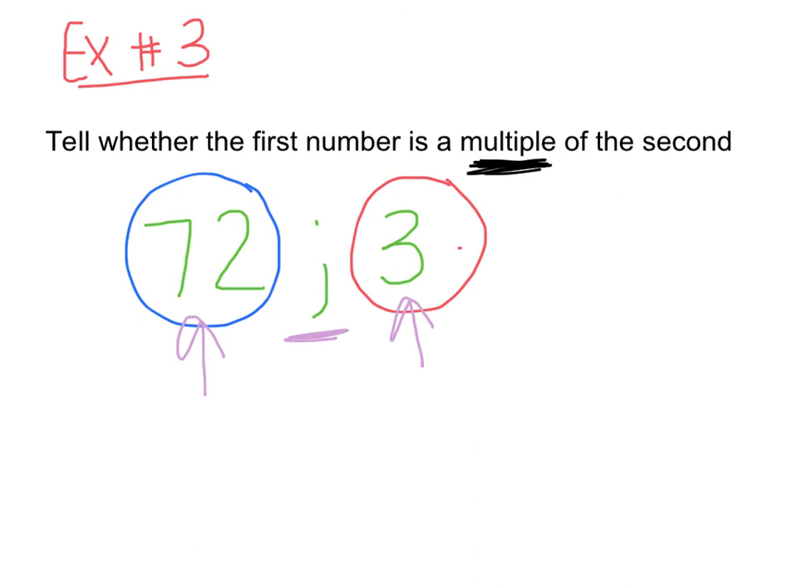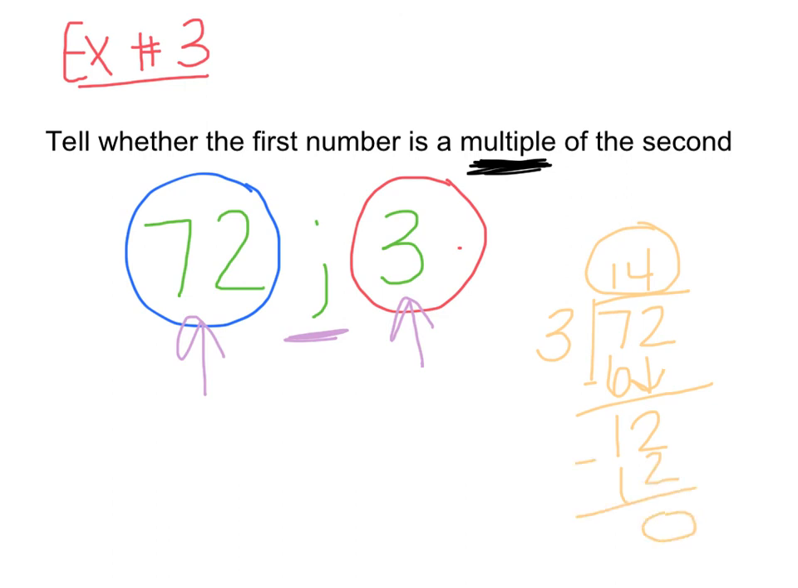Or another really easy way to do that is just to simply divide. So let's divide 72 divided by 3. 3 goes into 7 one time. We have 1 left over. Bring down the 2. And 3 goes into 12 4 times. And that goes in evenly. So, yes, it is a multiple. If we skip counted 24 times, we would get to 72. So the answer is yes.